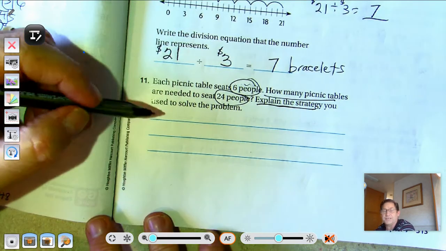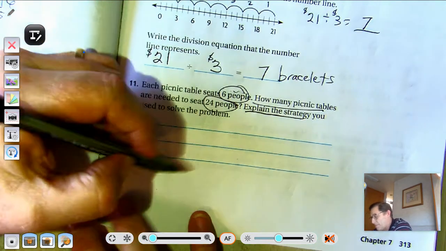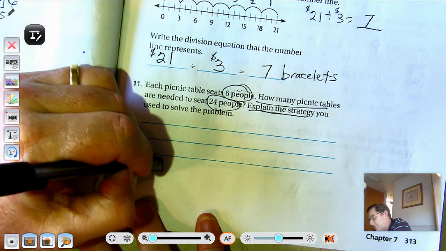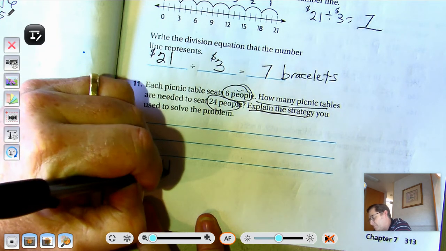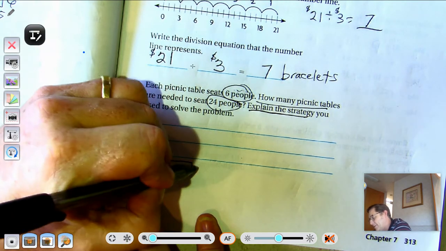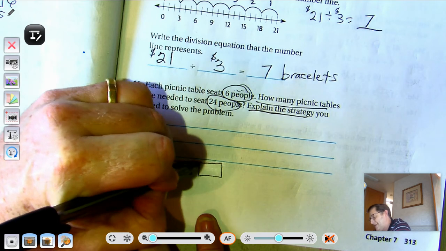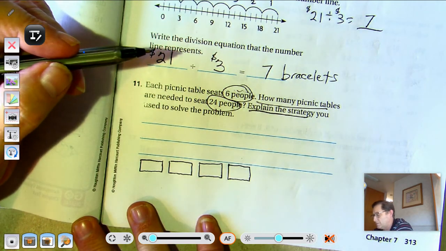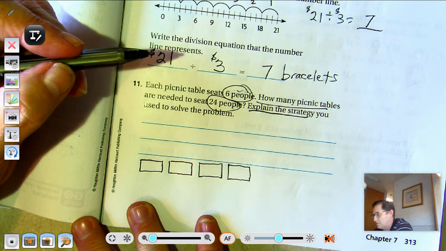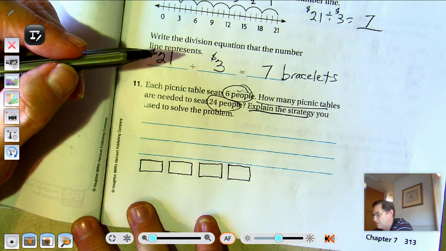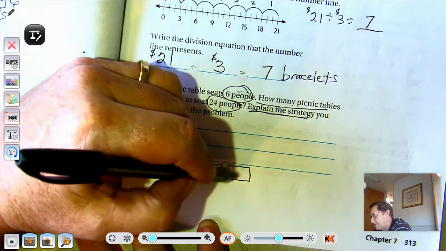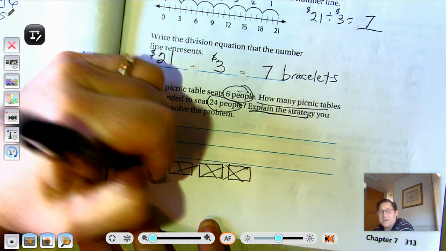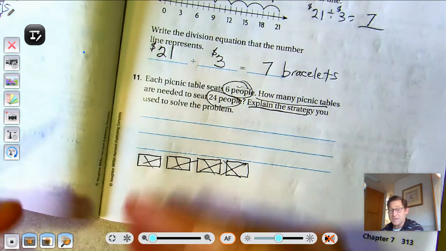Explain the strategy. If you remember from a little bit earlier, there was boys going camping, and there was a picture of tents. Well, why don't I just draw... Oh, no, I'm sorry. That's not what we want to do. They didn't tell me how many tables. I have to figure out how many tables.